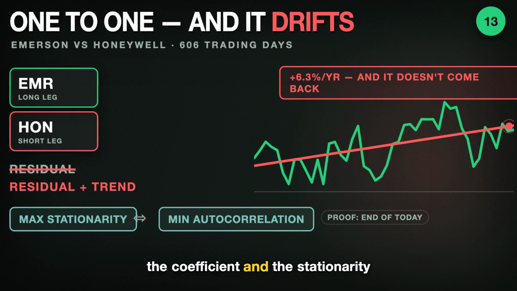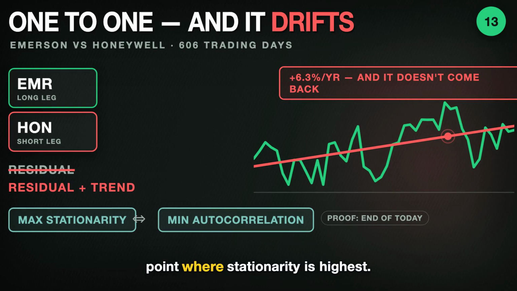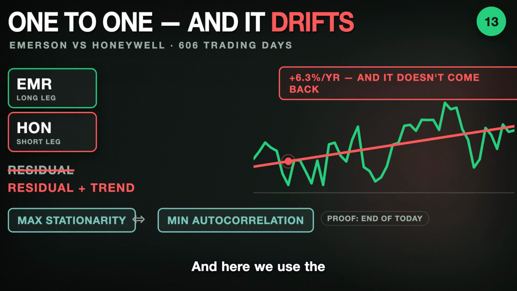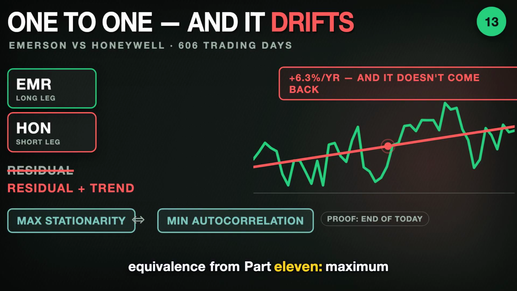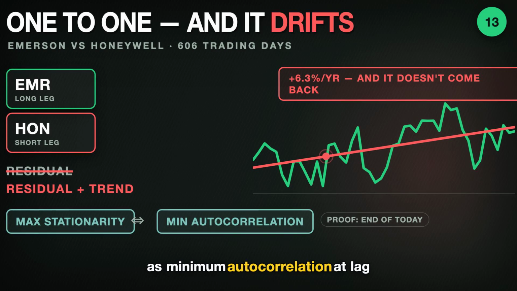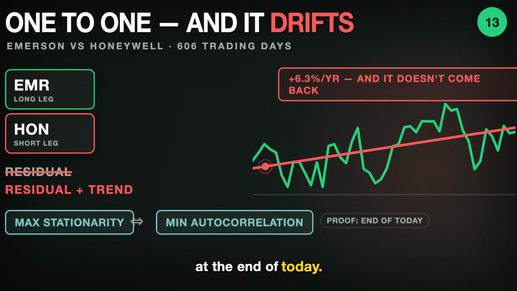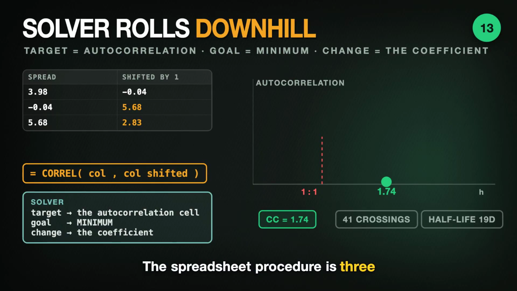Change the coefficient and the stationarity of the spread changes with it. So find the point where stationarity is highest. And here we use the equivalence from part 11. Maximum stationarity is the same thing as minimum autocorrelation at lag 1. Why those are the same is what we prove at the end of today. The spreadsheet procedure is 3 steps.